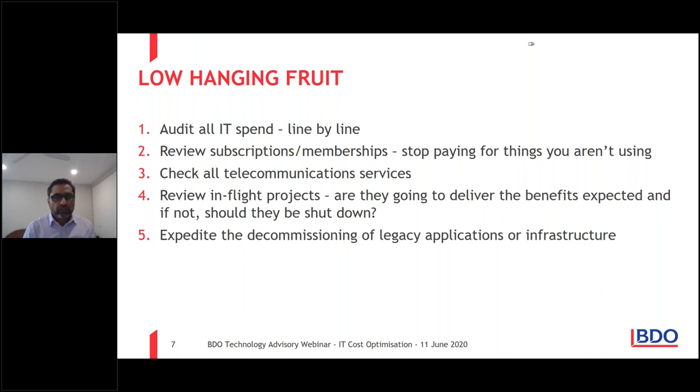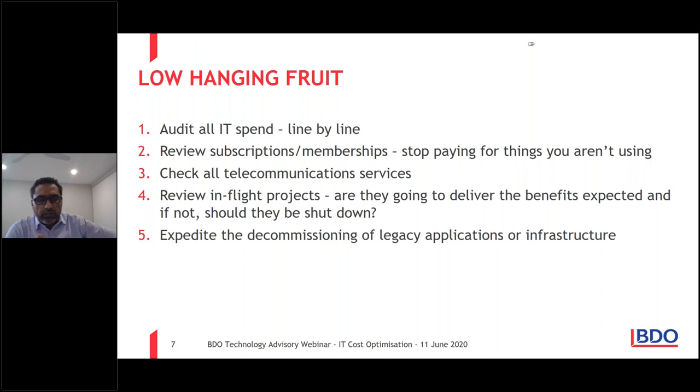The next one is around checking all telecommunication services. Now, again, this is an easy one. If you start looking at how many landlines you have now, with everyone working from home and remote working becoming a norm, the question could be: do I actually need to have landlines? A simple question like that will start giving you ideas or options in terms of what you can do for your telecommunication services. As we go down in the presentation, we'll talk a little bit more about what else you can look at.